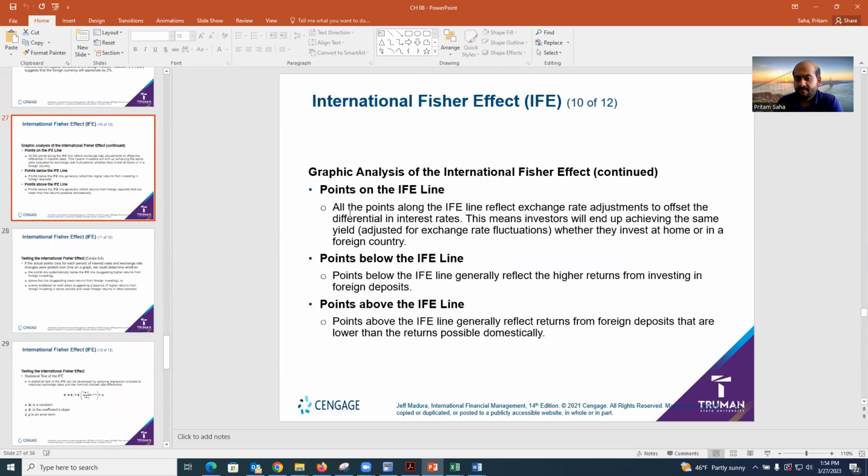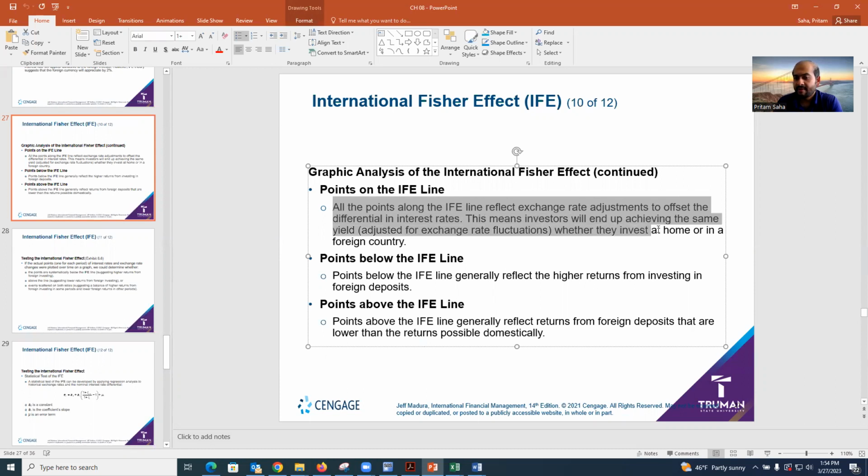Points on the IFE line. All the points on the IFE line reflect exchange rate adjustments that are perfect to account for the differential interest rate. This means investors will end up achieving the same yield whether they invest at home or in a foreign country. Doesn't matter.